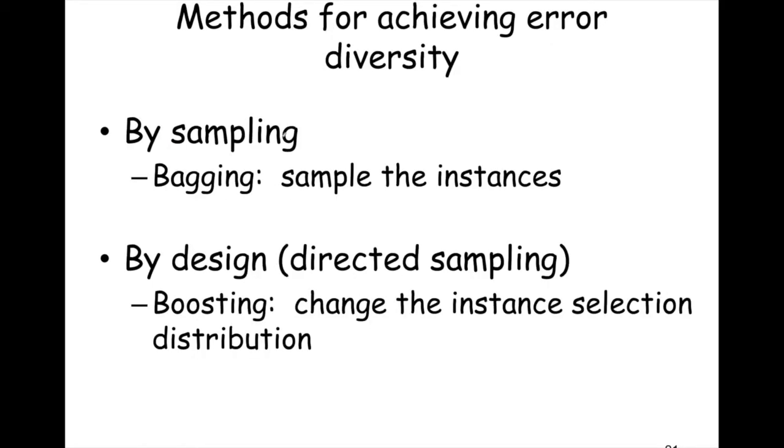And so the two major approaches for doing this are by sampling and by design, a sort of biased or directed sampling. By sampling, the technique we're going to use is bagging. And by design, the technique is boosting. Boosting works by changing the instance selection and therefore changing the distribution over those instances when you pick them for the ensembles in the classifier. And bagging does it by sampling the instances.